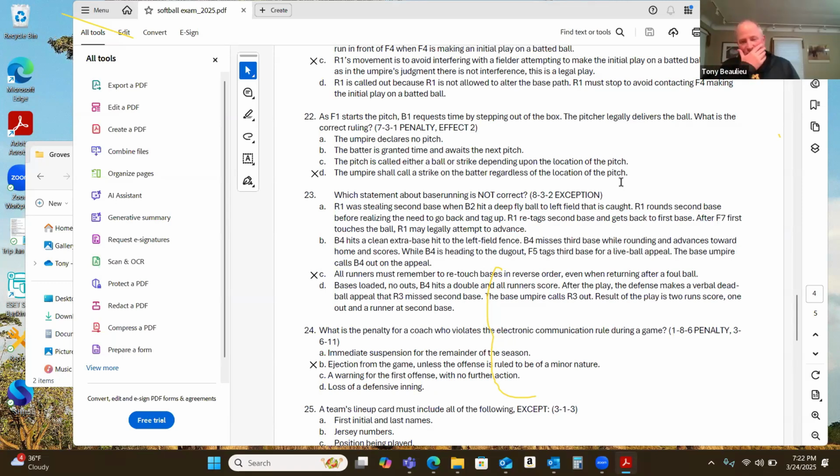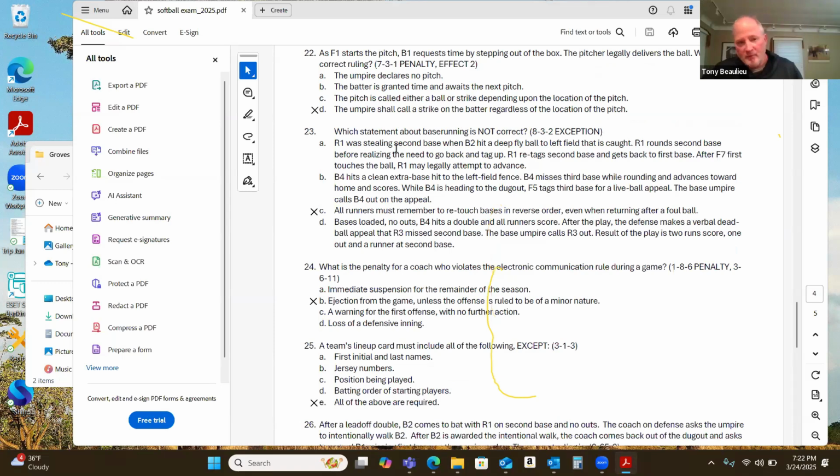These are things that we'll probably never see, but it's good to know the rule just in case. We'll definitely see a situation where the batter calls timeout, steps out of the box, and you never said anything. But as far as that batter then getting hit and all that stuff, umpires shall call a strike. There you go.